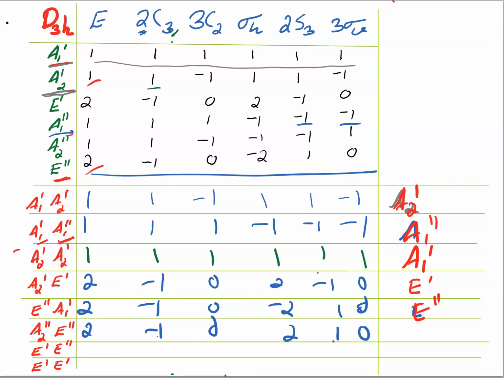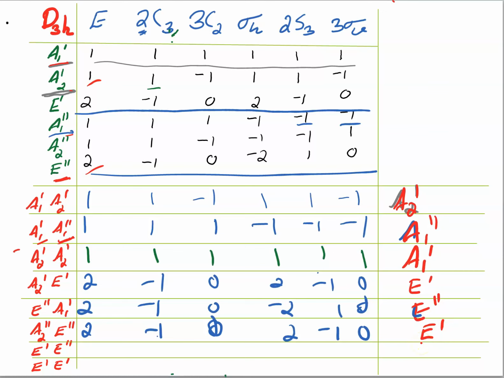And which representation is that? 2 minus 1, 0. 2 minus 1, 0. This is minus 1 into 1. This is minus 1. Sorry, this one. 2 minus 1, 0. This is actually E dash.